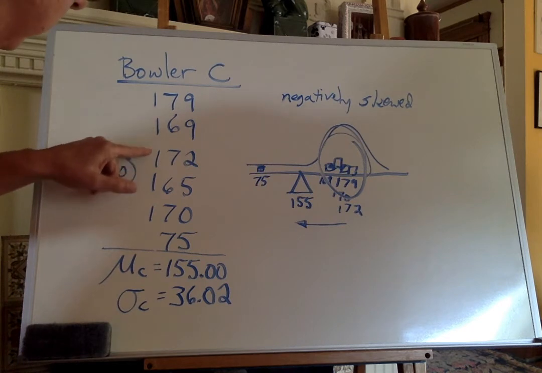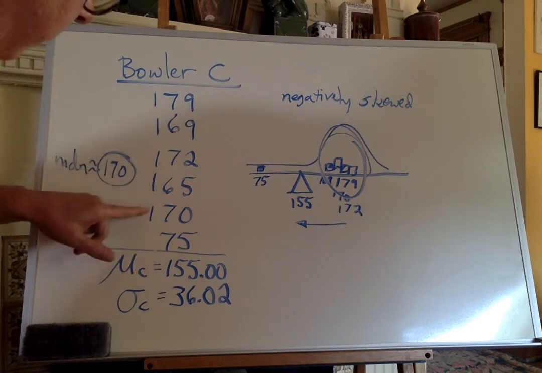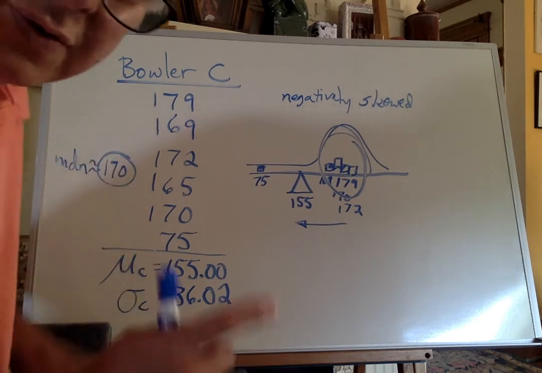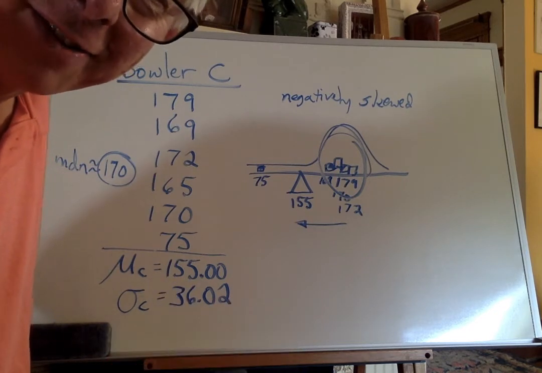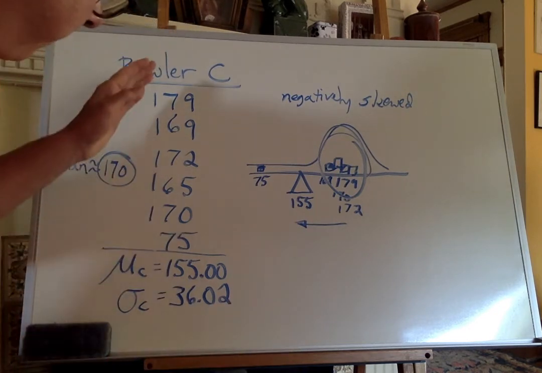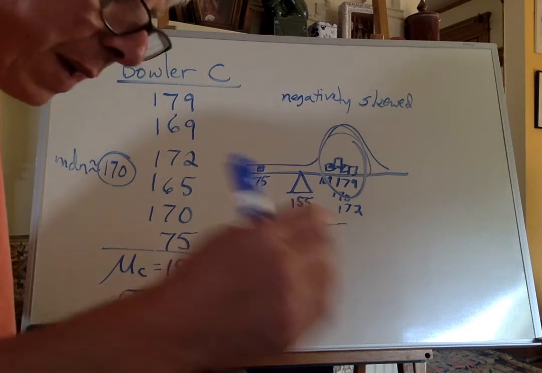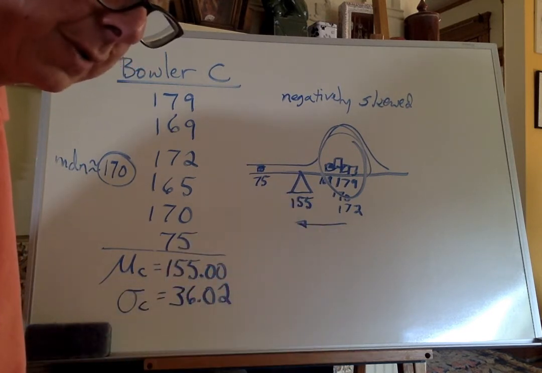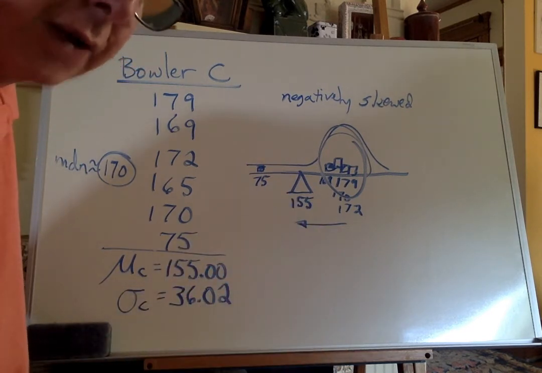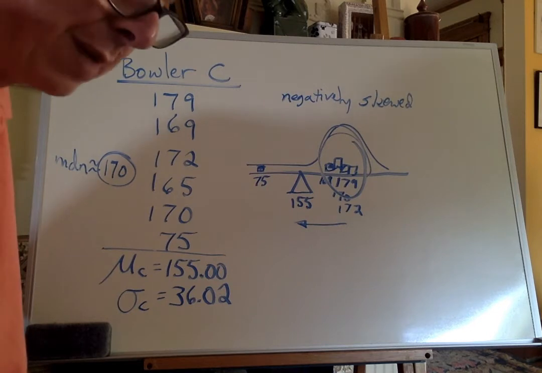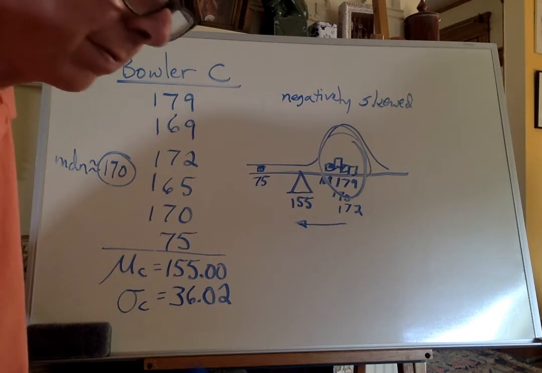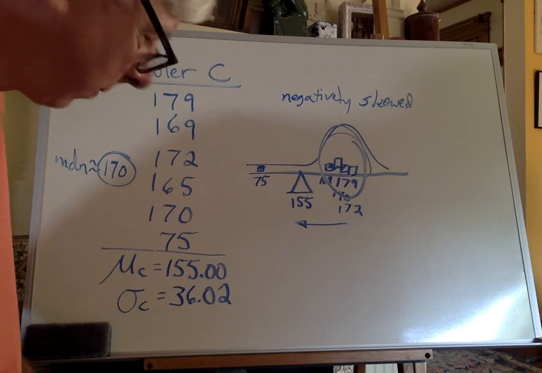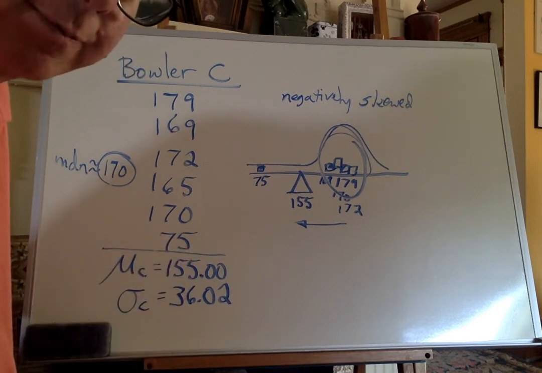179, 169, 172, 165, 170. I wonder if that's supposed to be a 175, right? Well, let me double check. I'll go back and check the bowling scores. As it turns out, somehow we might be able to verify, nope, that's not a mistake. That was a really bad game, okay?